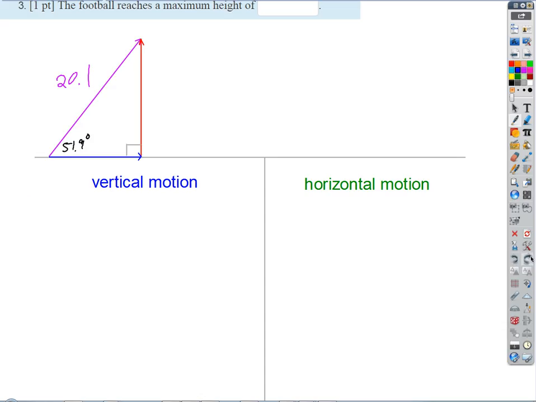Okay, so let's go over here. The horizontal component is going to be the one up here that's blue. I'll make it green down here. So that's going to be 20.1 cosine 51.9 degrees. Sorry, I was looking at the wrong number. Okay, there we go. So that's the horizontal component.